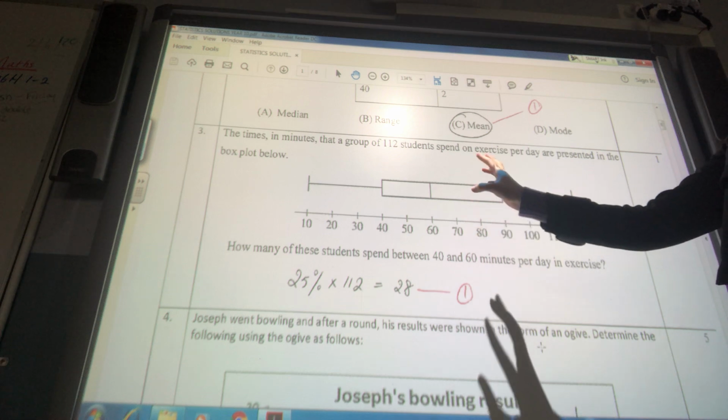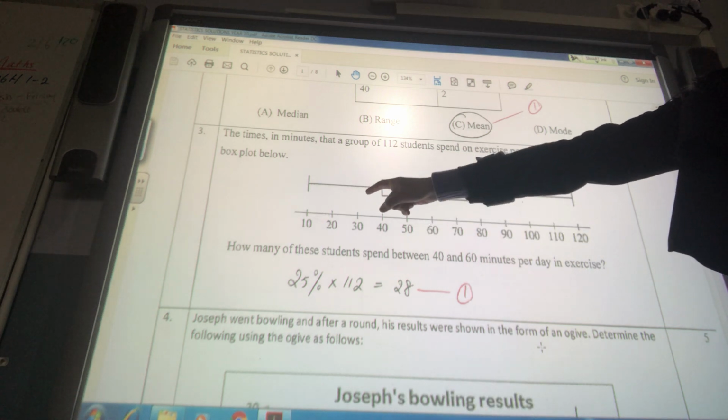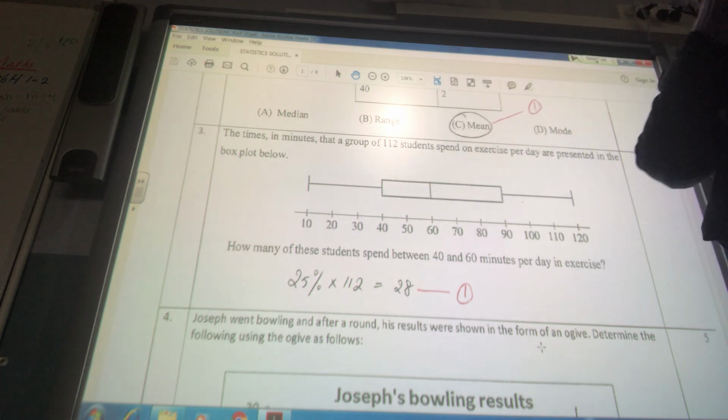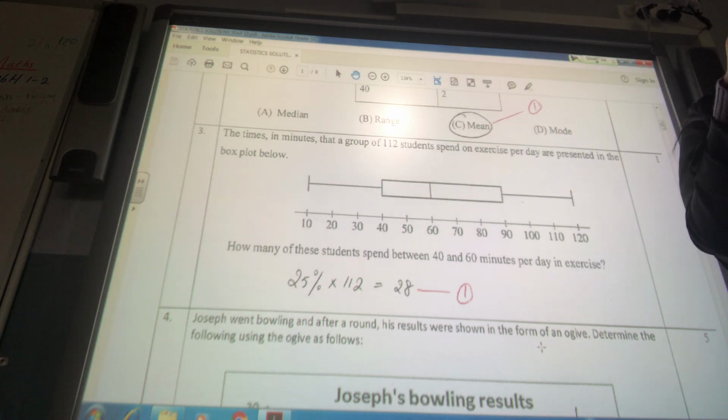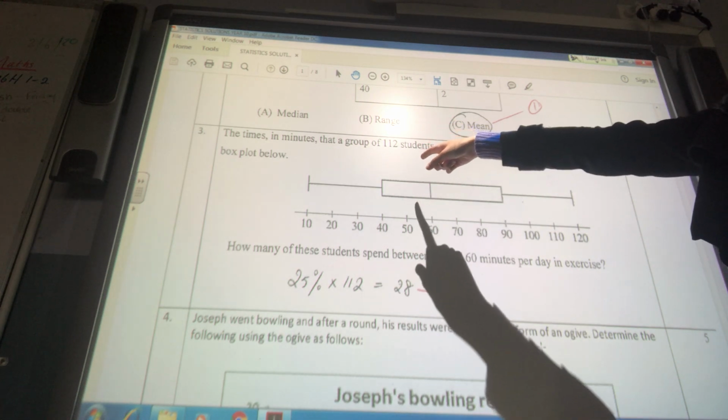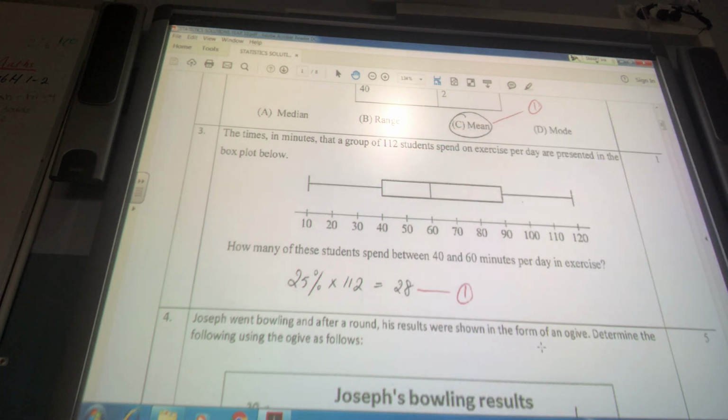Question 3, it asks how many students. It doesn't say how much percentage. So a lot of you have the 25%, but that's 25% of the whole group, right? So you do 25% times 112, or else you don't get all the marks. So it should be 28 as your final answer.